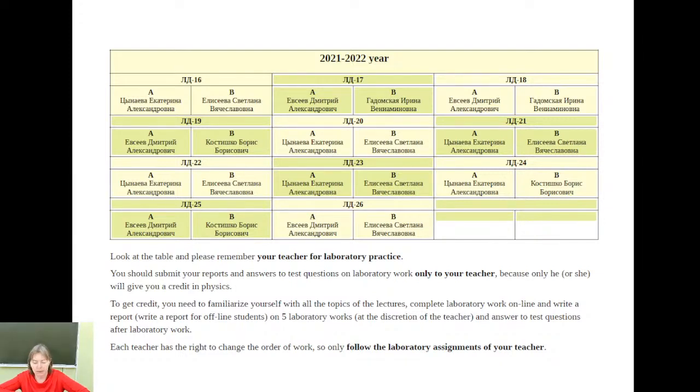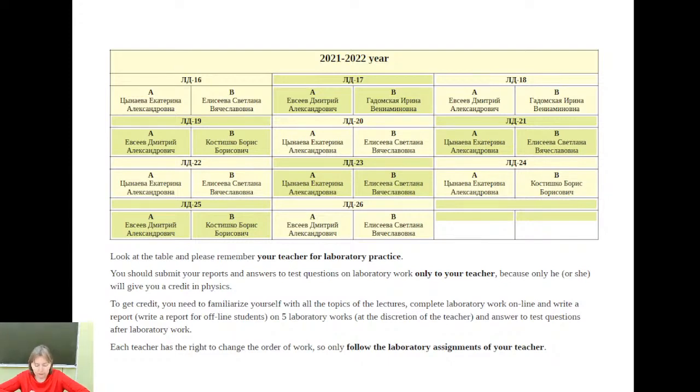in laboratory practice. In physics, the experiment occupies the main place, so we will carry out laboratory works. And it's very good if you do it offline. And not so good if you do it online. But the important information for you.